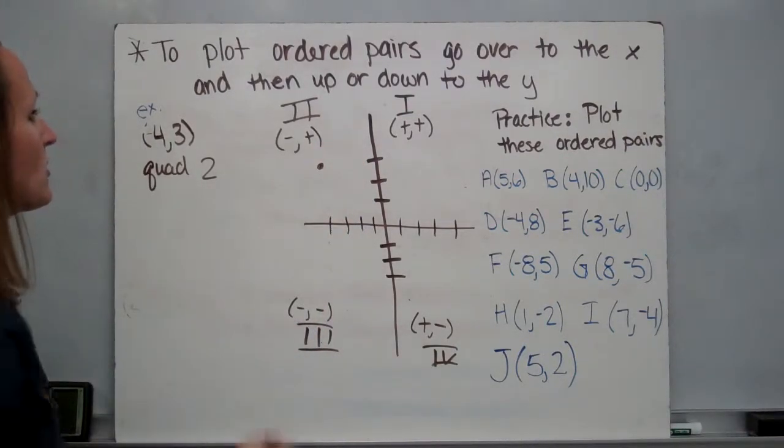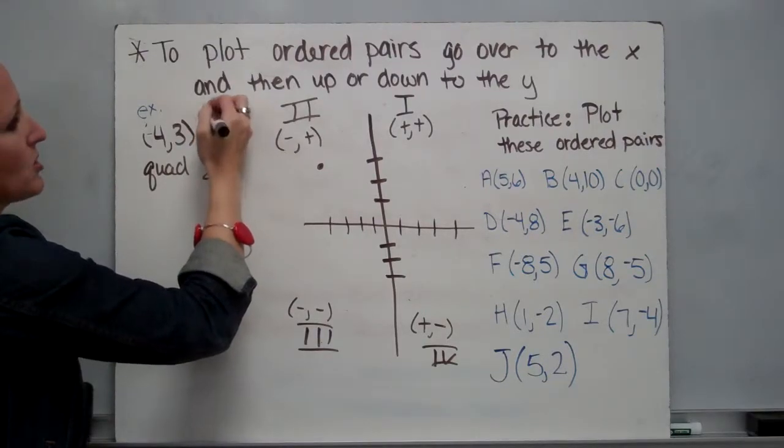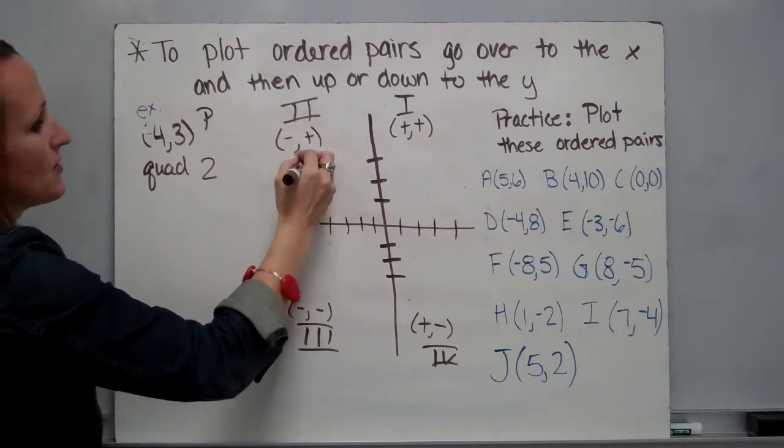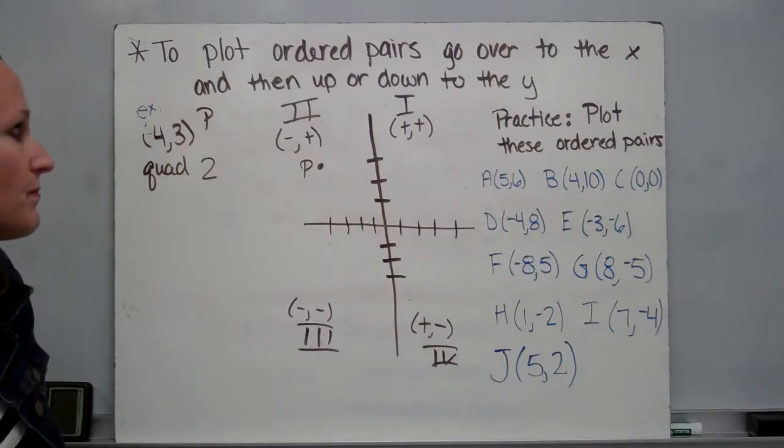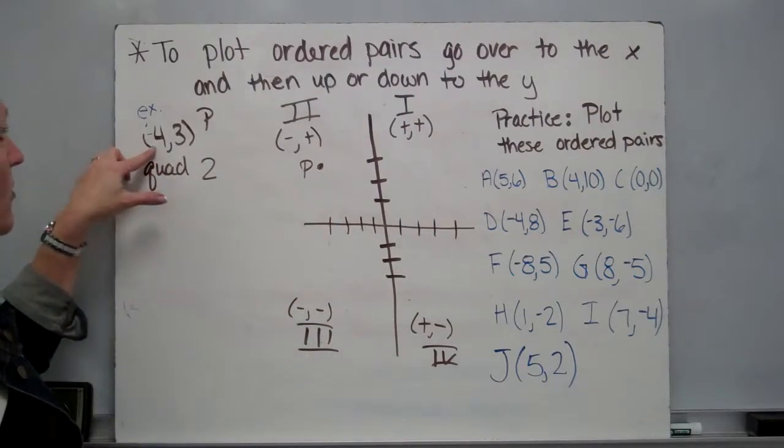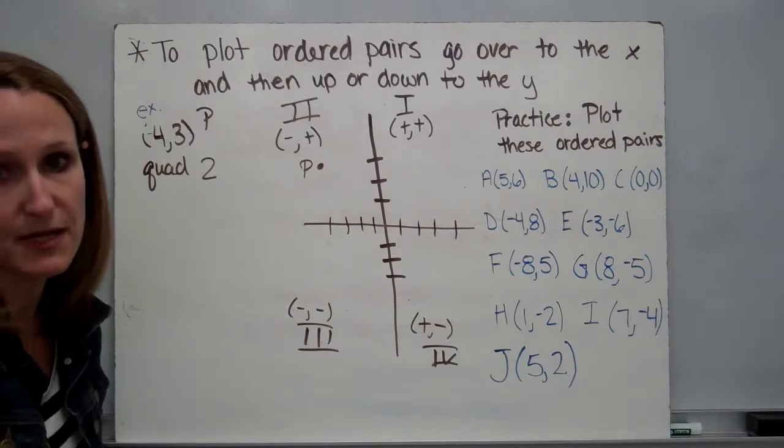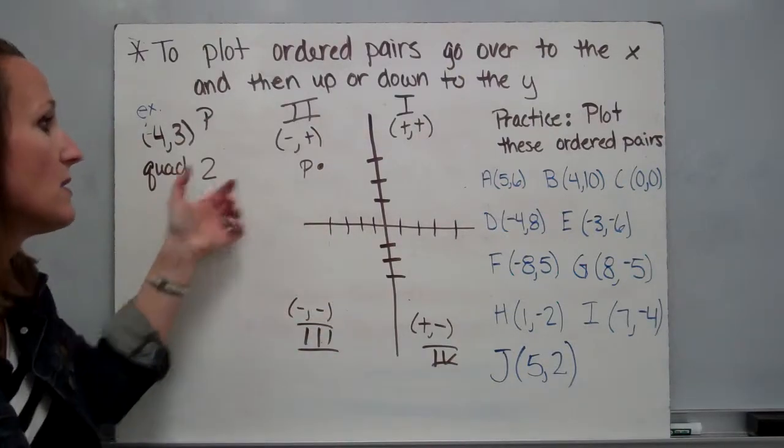And most of the time our ordered pairs are going to come with a letter. So let's say this is point P. So I would put a P at that dot. Okay, so very simply I went over, then up or down. So x and then y, we graphed it.